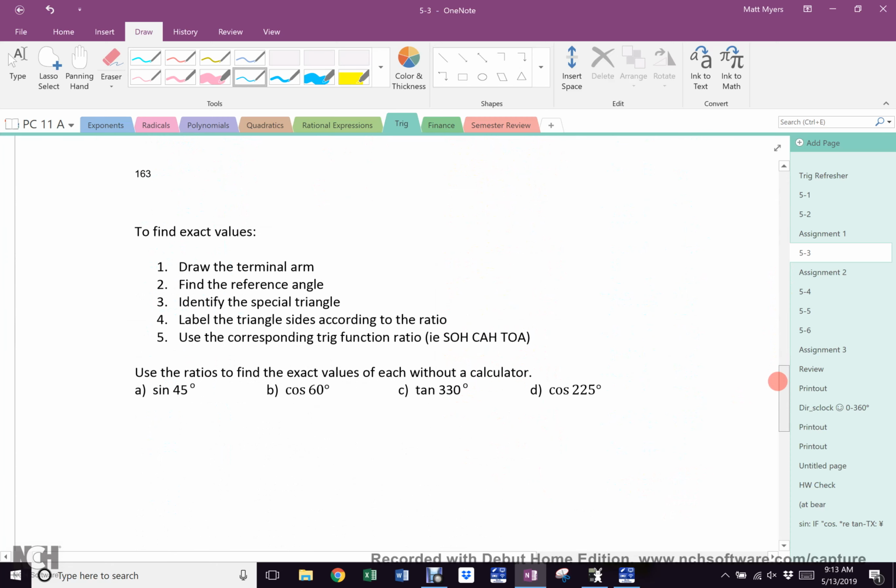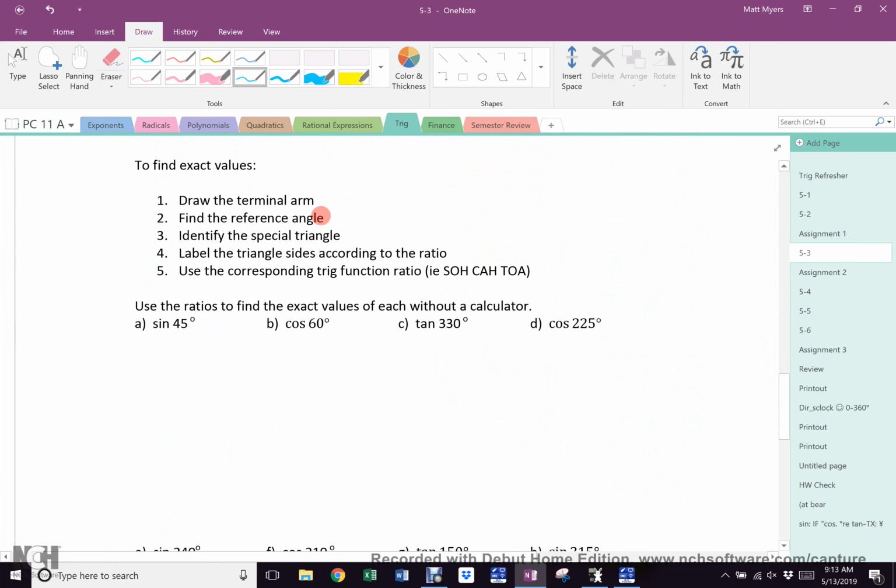Turn the page over. Find exact values: draw the terminal arm, find the reference angle, identify the special triangle, label the sides, and use the trig function. All of that, believe it or not, you already know how to do. Remember, no calculator. Sine 45. Where's 45?